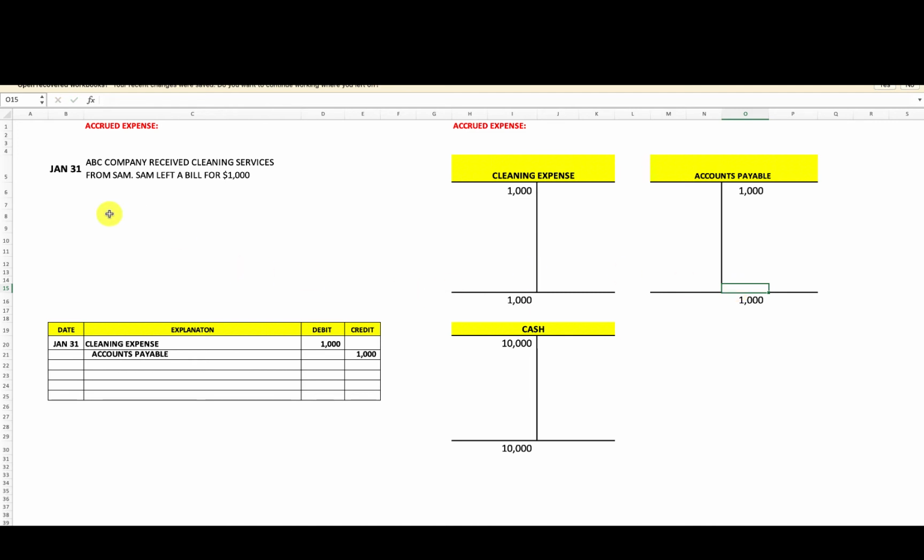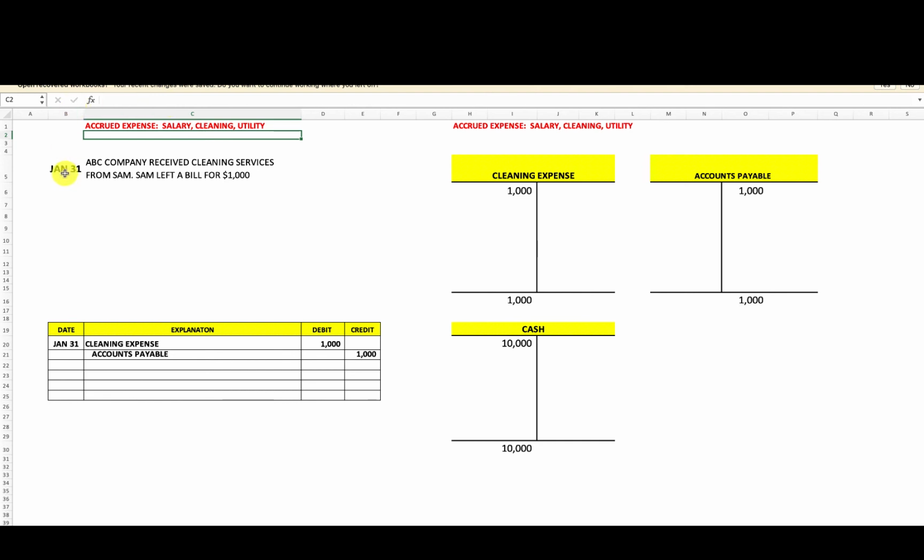And so we have many types of accrued expenses. You can have any type of expense, salary expense, or cleaning expense, or utility expense. Any type of expense where you receive the work now and you're going to pay later, that's an accrued expense.